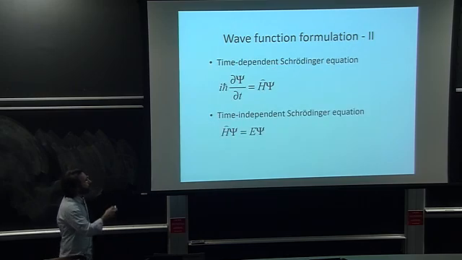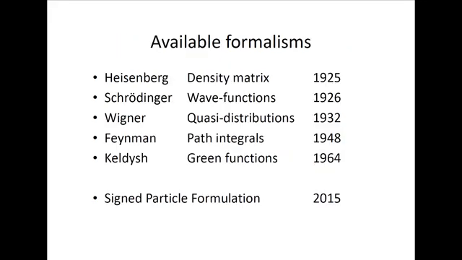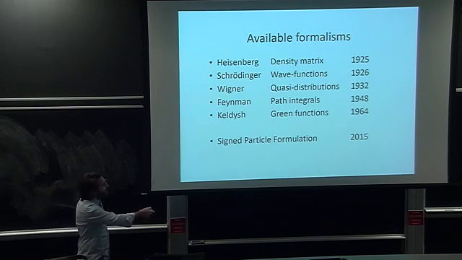You have two equations to study a quantum system: the time-dependent Schrödinger equation and the time-independent one. Of course, this is not the only formalism available. There are many others. For example, before Schrödinger, Heisenberg created his own formulation, which is based on density matrices, while Schrödinger is based on wave functions. Wigner is based on quasi-distributions. You have the Feynman formulation, based on path integrals, the Keldysh, based on Green functions, and so on. And then eventually we have today this one.